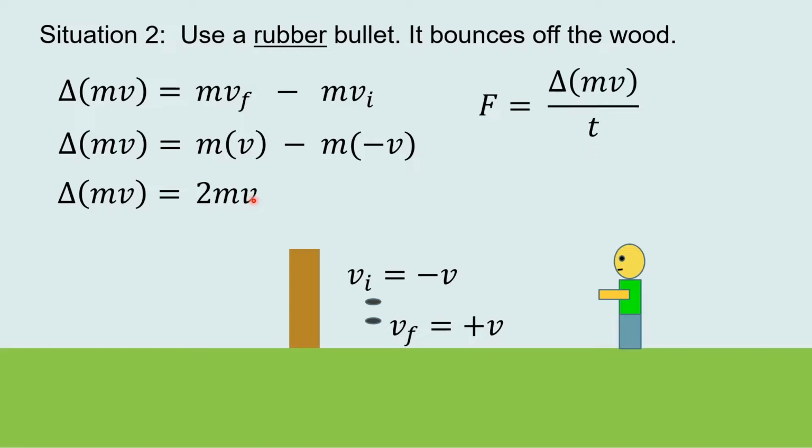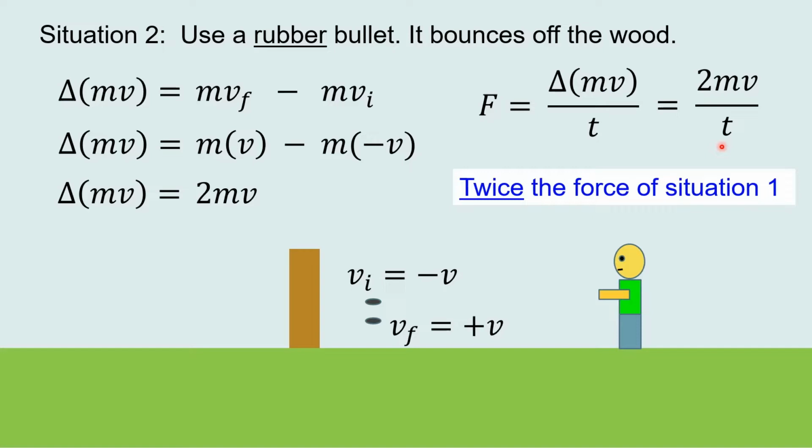I'll plug that into my momentum-impulse relationship. I just need to plug it in right there. Now for this situation, I'm going to assume that the time of contact between the bullet and the wood was about the same as the other situation. This is why I said that other situation was useful. Notice this was exactly what I had in the previous one. Now I have twice that.